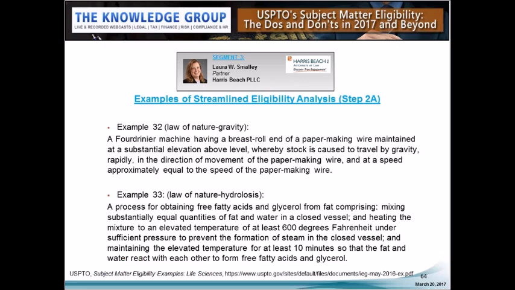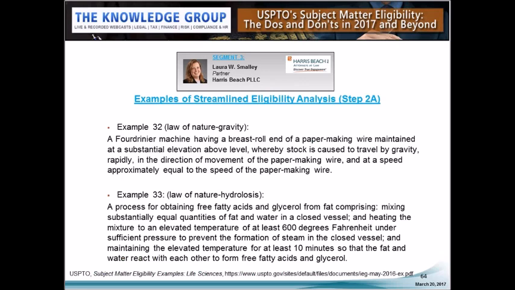And these are two examples of the streamlined eligibility analysis where step 2A is done and the analysis stops. And it's kind of telling that it's based on two relatively old Supreme Court cases. Example 32 is, in essence, a paper-making machine that is fed by gravity, and it was based on a U.S. patent upheld by the Supreme Court in Wood Paper Pulp, a 1923 Supreme Court case at 261 U.S. 45. And in essence, prior art machines had difficulty. They had to run at an overall slow speed in order to avoid undesirable effects on the paper web.